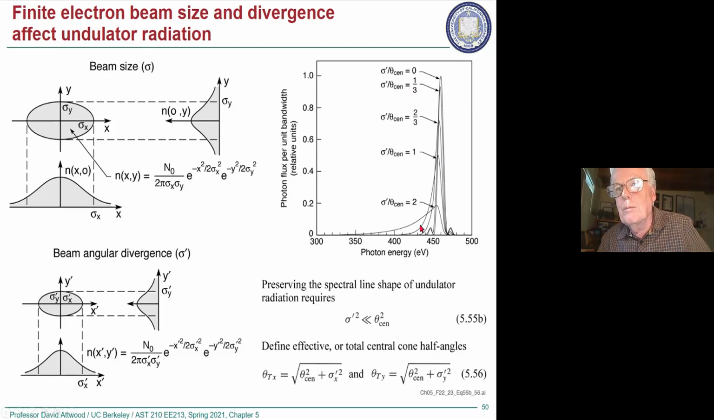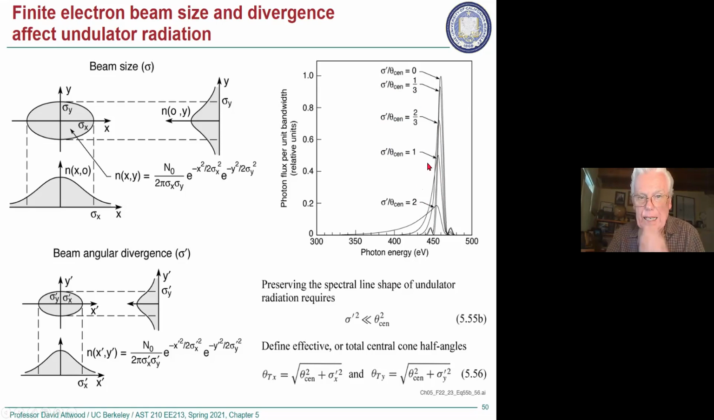And so this is showing parameterization. When the divergence over the central radiation cone is small, comparable, or large, you increase the spectral width. So basically, if you want to get good undulator performance, you want this parameter to be small. You want sigma prime, the beam divergence, to be small compared to the central radiation cone. For the ALS, that's not a problem. For the hard X-ray machines, they're down in the middle here someplace.